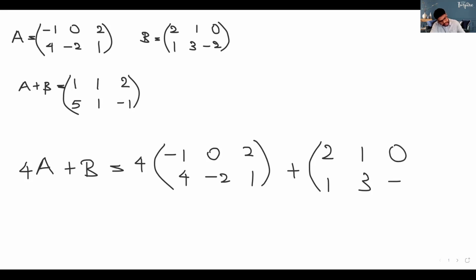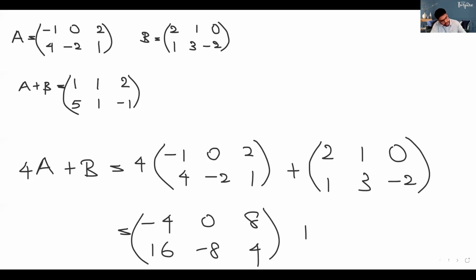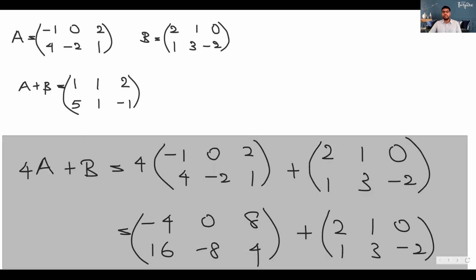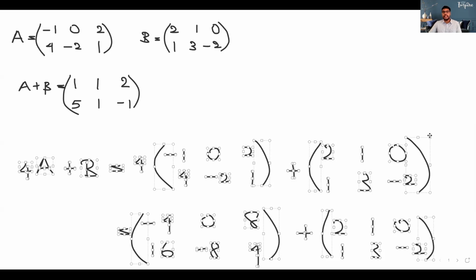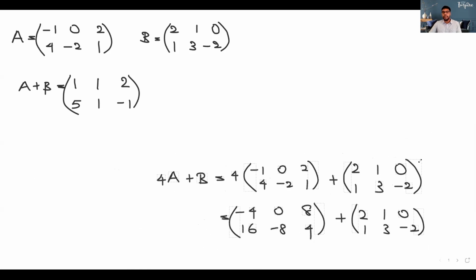0, and -2. Okay, so children, we first multiply the first matrix by 4, which gives us -4, 16, 0, -2, -8, and 4, right? Plus matrix B, which is 2, 1, 1, 3, 0, -2. Okay, so now children, first we have multiplied the first matrix by 4. The next step is to add it to B, right?